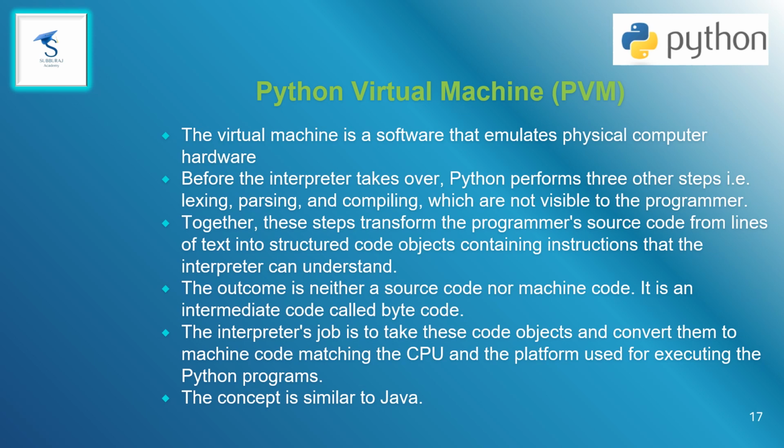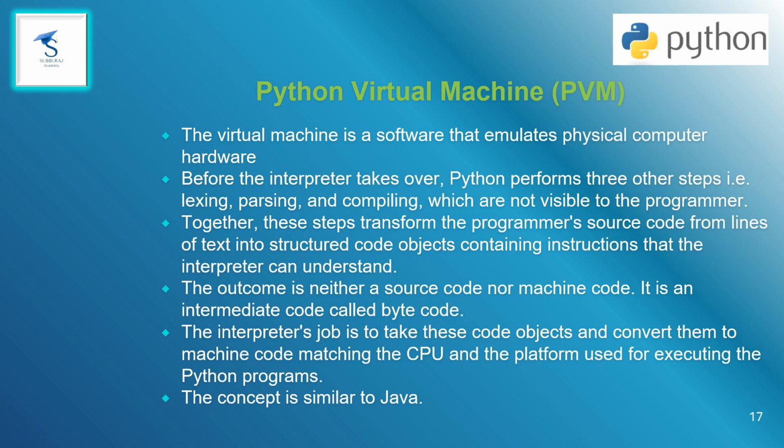Another name for virtual machine is interpreter. So we are using the word interpreter for different things. We call the Python shell the interpreter, and we are also calling the virtual machine the interpreter. Basically that's why it has become an interpreted language. So the bytecode is input to the virtual machine, also called the interpreter. Before the interpreter takes over, Python performs three other operations: lexing, parsing, and compiling. Again, it's not visible to the programmer.